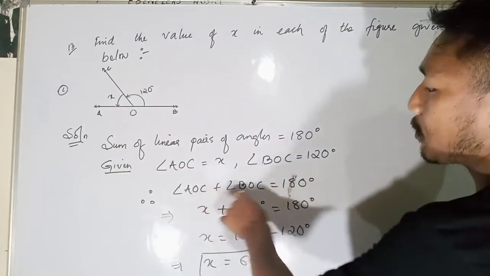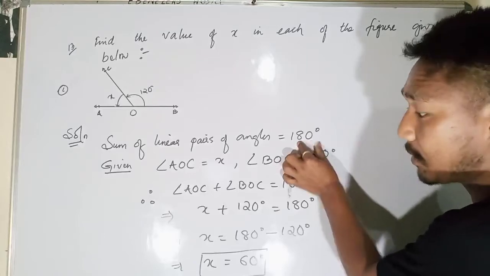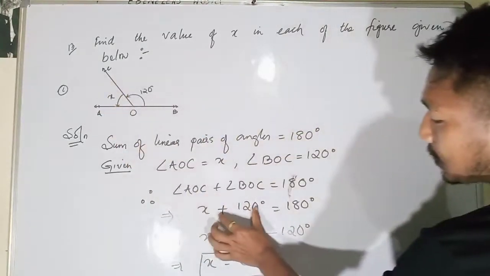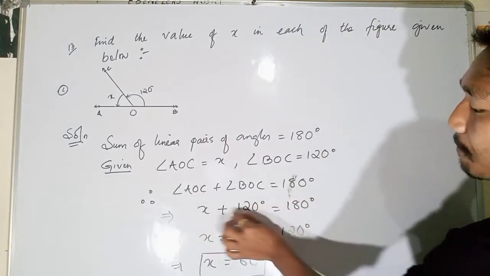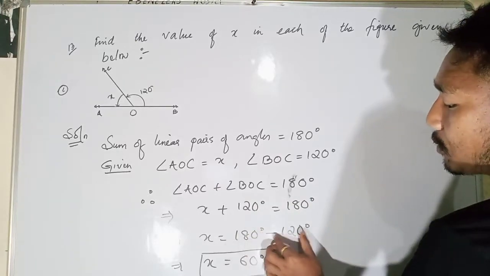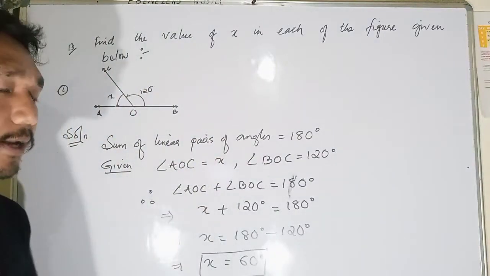So the sum of this angle plus this angle is equal to 180 degrees. AOC is given as X. X plus 120 is 180 degrees. If you send 120 to the other side, it becomes minus 120. 180 minus 120 becomes 60 degrees. So this is our Roman numeral 1 answer.